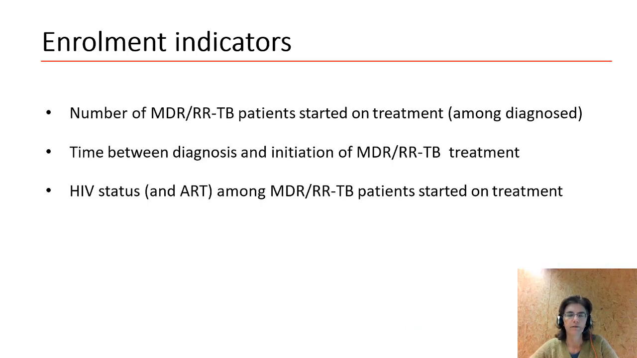Let's now look at the enrollment indicators. The main indicator on enrollment on treatment is the number of MDR TB patients started on MDR TB treatment. And this allows us to calculate also the proportion of patients started on treatment among those diagnosed with MDR TB. Another important indicator is the time between diagnosis and initiation of MDR TB treatment, and the HIV status and ART status among those who have started MDR TB treatment.